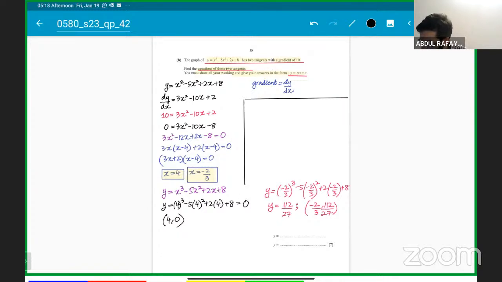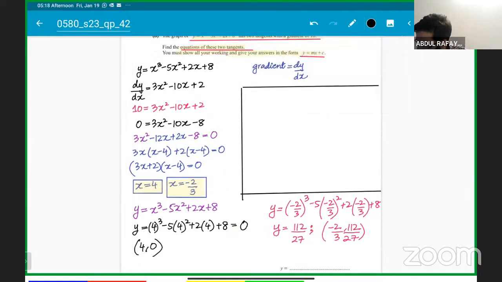Guys, getting it? There's a reason why there are 7 marks. So always remember, how do you make the equation? You have the points, right? It's simple. This one is very simple. y = mx + c.